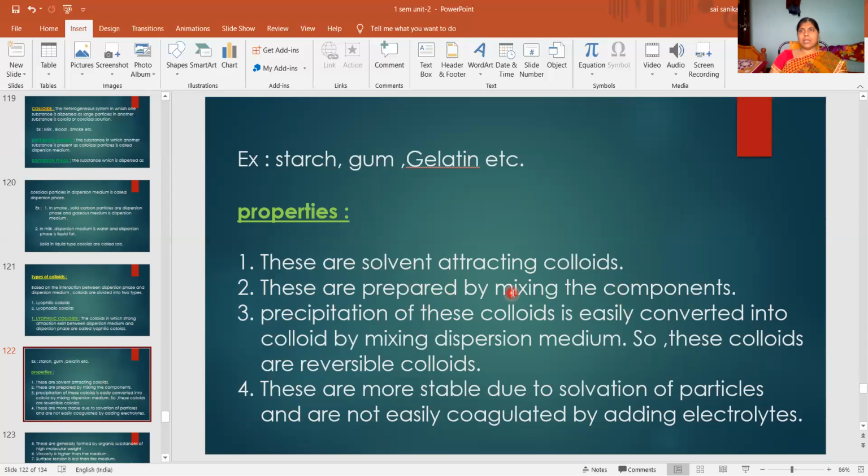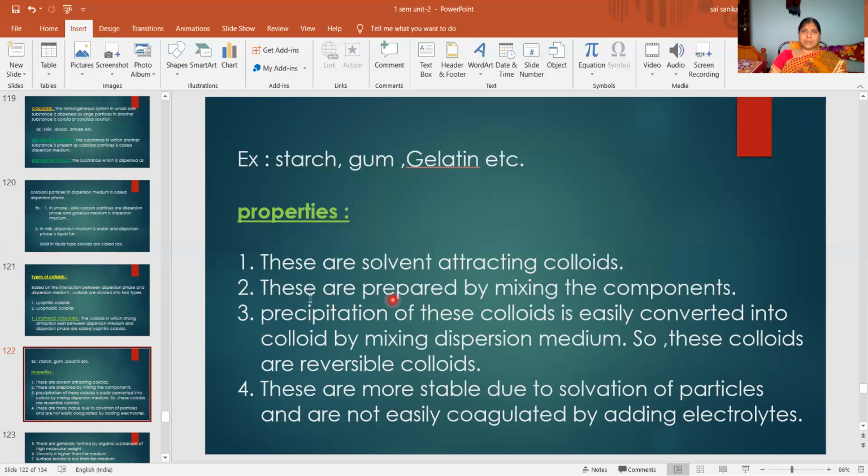Just by mixing the components. If you mix the components, lyophilic colloids will be prepared. Then third point, precipitation of these colloids is easily converted into colloid by mixing dispersion medium. So these colloids are reversible colloids.